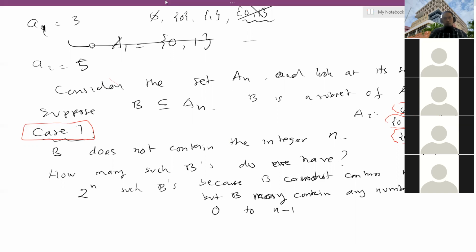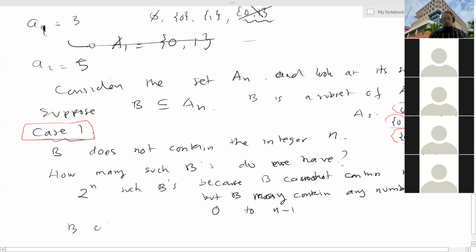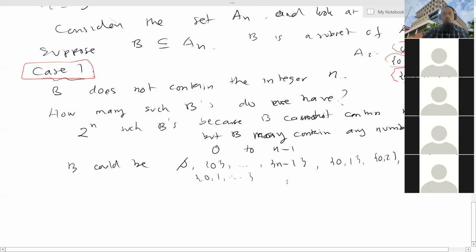So it can be, for example, in this case, b could be the empty set, or 0 up to n minus 1, but not n, right? And then you have 0, 1, 0, 2, up to 0, n minus 1, and then you have 0, 1, and so on, right? So you have all possible combinations of them, right? So 2 to the power of n.